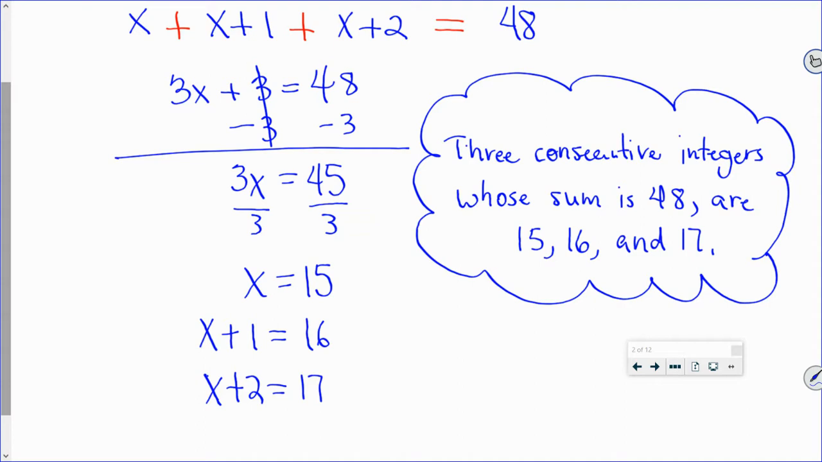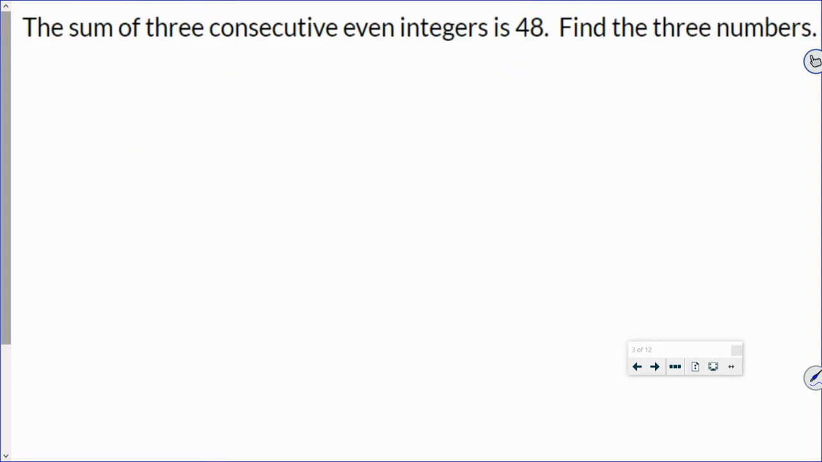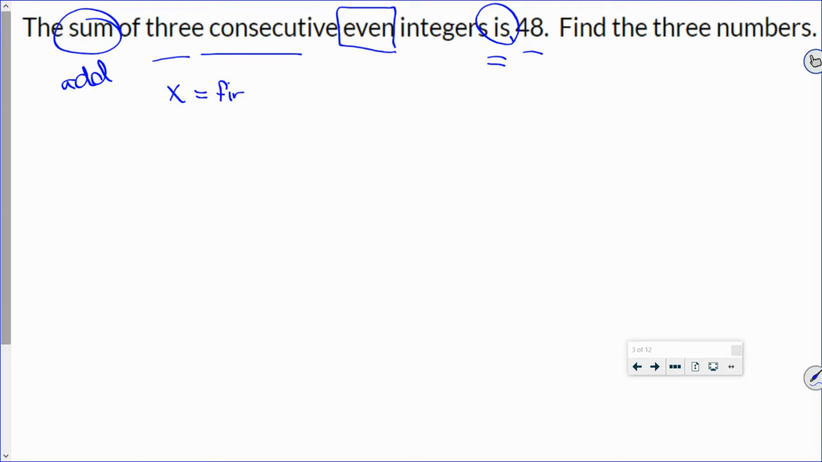Let's look at another very similar problem. Looks a lot the same, except this time it says the sum, which means to add, 3 consecutive. Now this time it is even integers, okay? Is, which means typically equals 48. So we're going to find those 3 numbers. Now, just based on what we start out with, if they're consecutive even or if they're consecutive odd, then I would say, well, x is my first number or first integer.